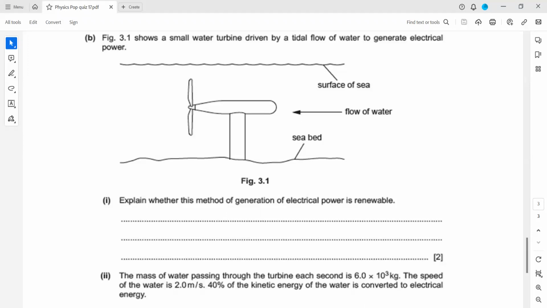We have to check the rate at which we consume and the rate at which it is produced. That is having a greater difference. Like consumption is less and the production is more. And we have to check which source is like unlimited resources, then also it will be renewable. So explain whether this method of generating is renewable, because this is from the tidal and tidal is renewable.